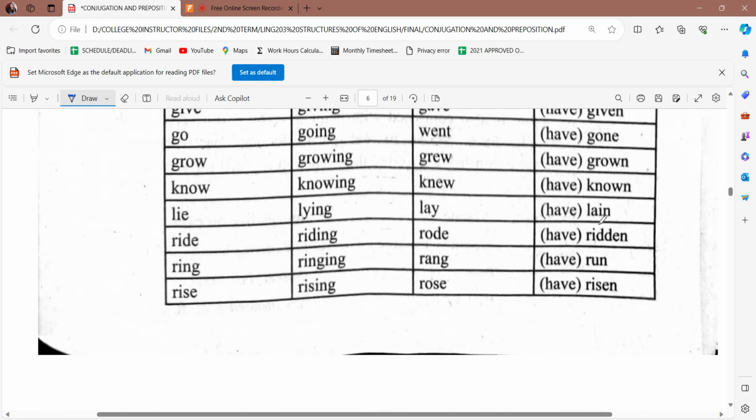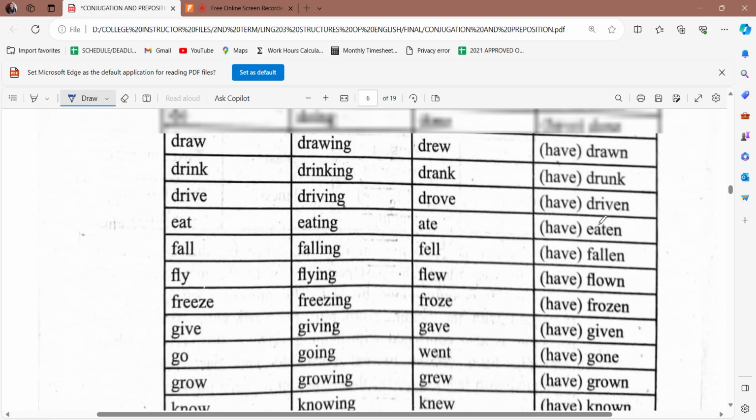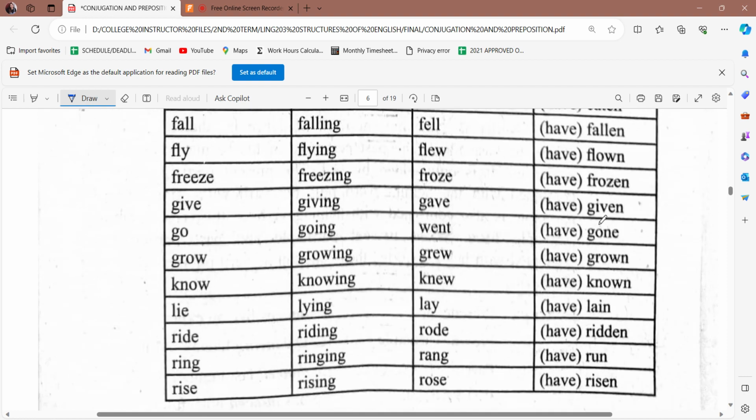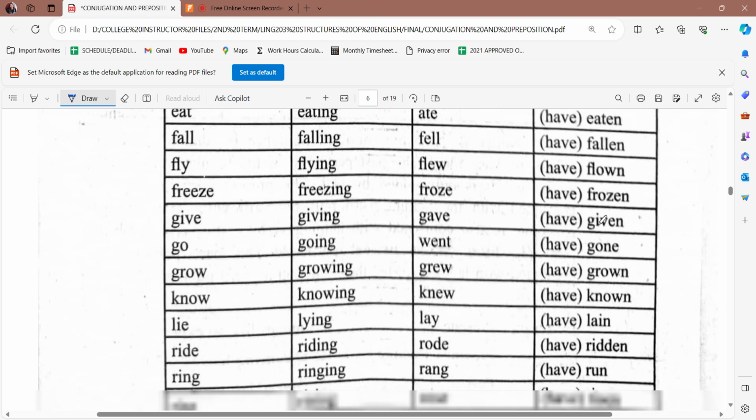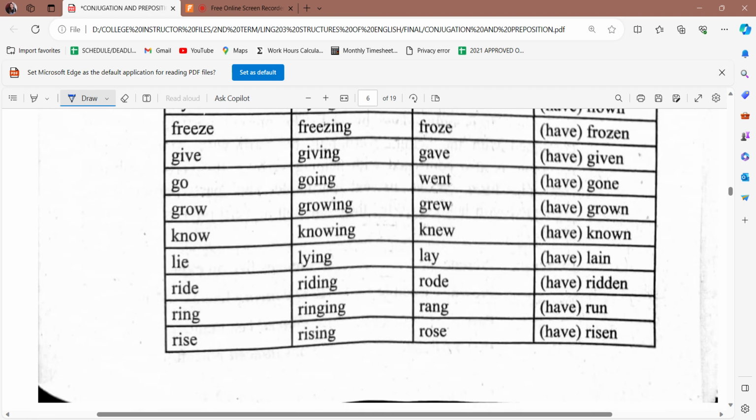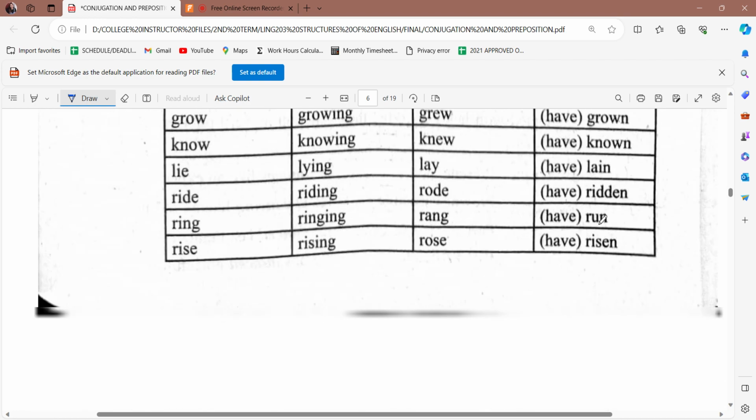I will also post this PDF on your LMS so that you can check these irregular verbs, because I know that some of you were having a hard time figuring out whether the verb is a regular or an irregular one. So you can just check this one.